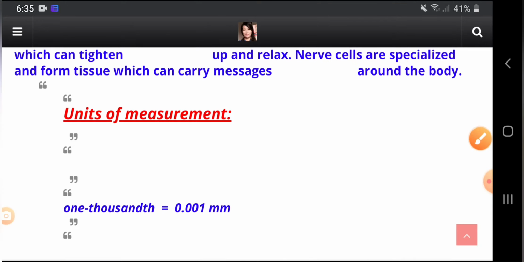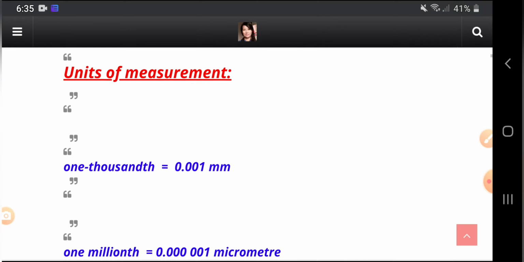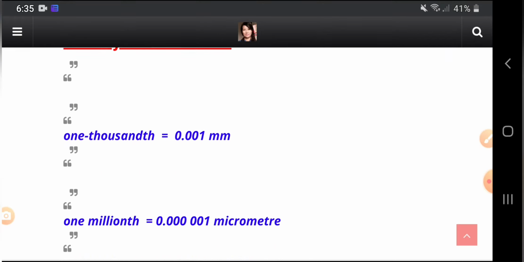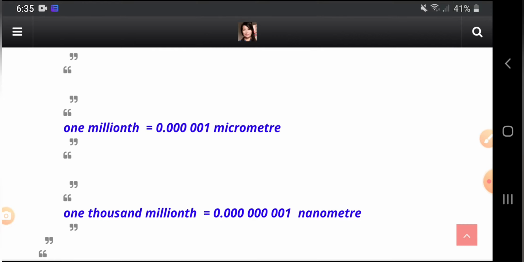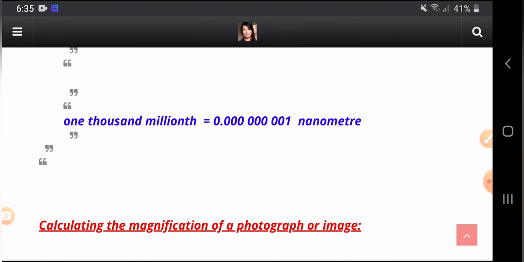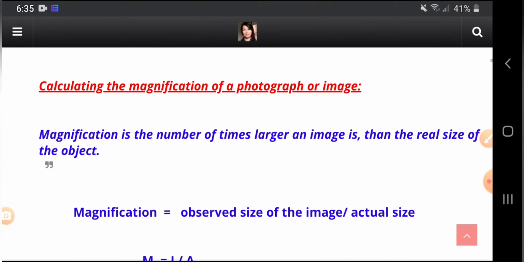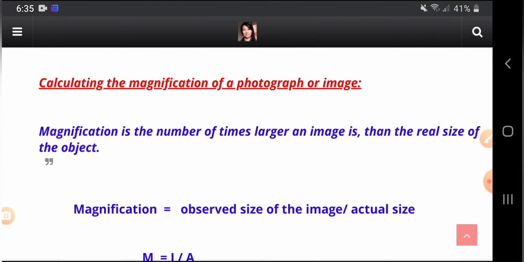Now, units of measurement. 1000 is 0.001 millimeter, and 1 million is 0.000001, how many zeros here, 5, that is micrometer. 1000 million, that many zeros here, is nanometer. Now, calculating the magnification of a photograph or image.